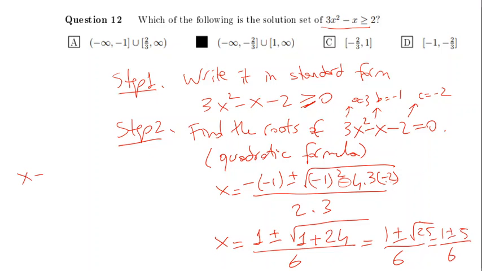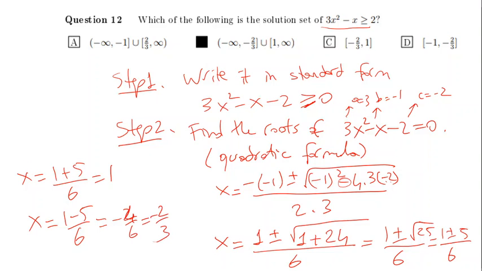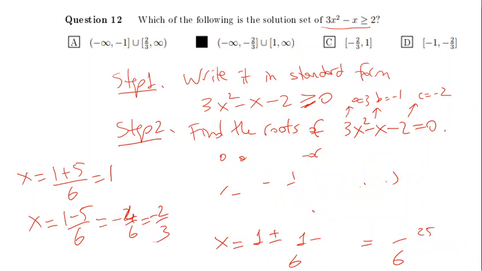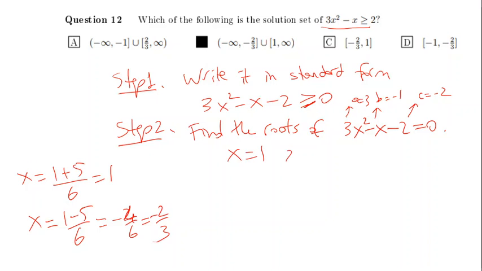So here it gives you one solution, which is 1 plus 5 over 6, which is 1. And the other solution is 1 minus 5 over 6, which gives us minus 4 over 6, and which is minus 2 over 3. Now this means we have two real solutions. So one is x equal to 1 and the other is x equal to minus 2 over 3.